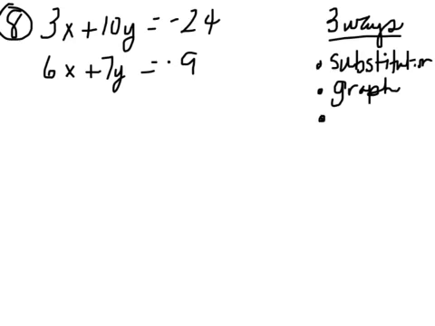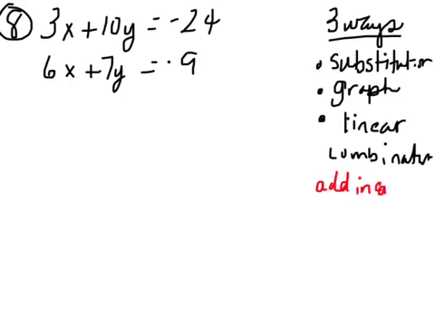The way we're going to work is called linear combination. Linear combination has some other names. Sometimes books will call it adding equations. I'm going to write that in a different color. Adding equations. And the reason is because you add the equations to solve them. Other books call this elimination. These are three different terms, but they all refer to the same thing.